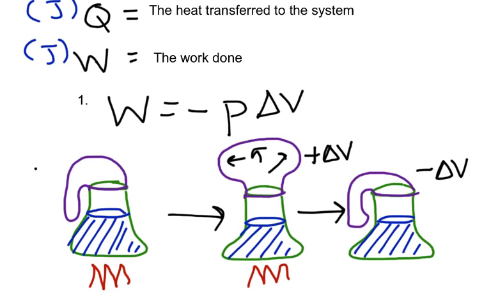So whether work has been done by the system or on the system depends on what's happening with the volume. Let me just repeat this. If the volume increases, or a plus delta V, then we say work is being done by the system. If the volume decreases, or we have a negative delta V, then we say work is being done on the system.